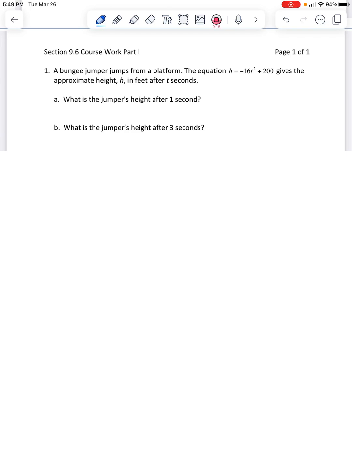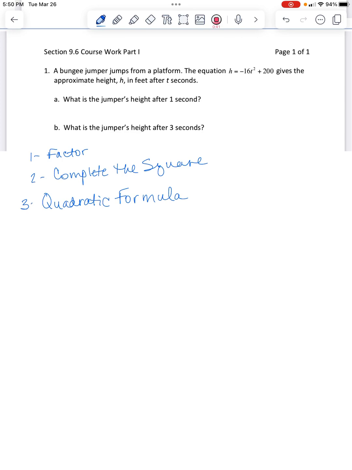First of all, before we start, I want to remind you, we've been talking about the quadratic formula, right? The quadratic formula is just one of the ways that we can solve quadratic equations. Actually, we've learned three ways. We've learned that we can factor. We've learned that we can complete the square. And we've learned that we can use the quadratic formula. Any one of those three will help us to solve quadratic equations.